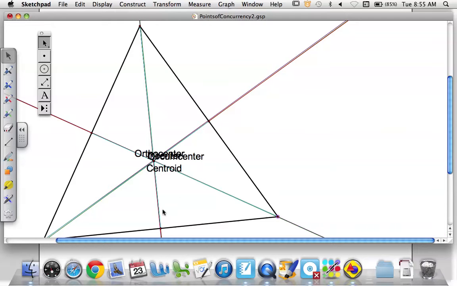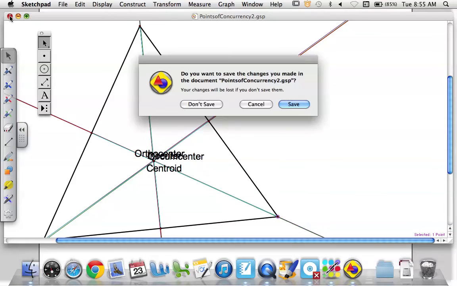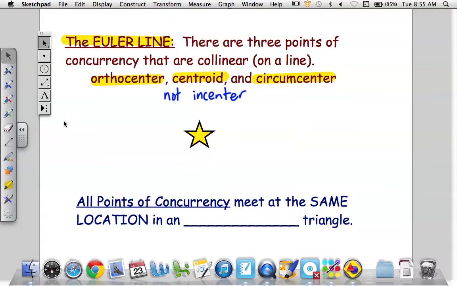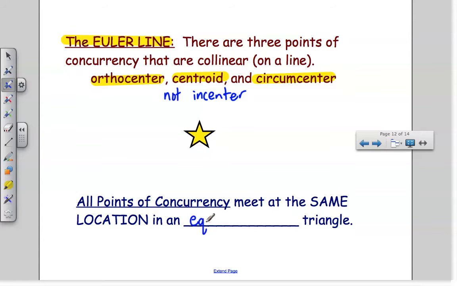Well, wait, if all of the sides are congruent, what kind of triangle do we have? We have an equilateral, equiangular triangle. And in that specific kind of triangle, a regular triangle, equilateral or equiangular, all the points of concurrency come to the exact same location, the very center of that triangle, which is kind of neat.